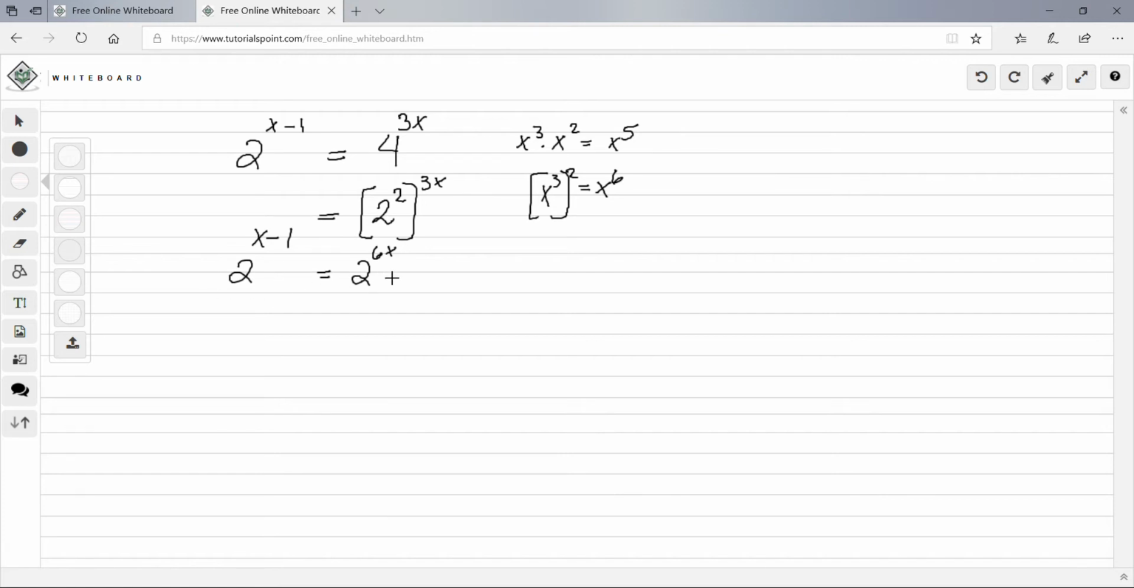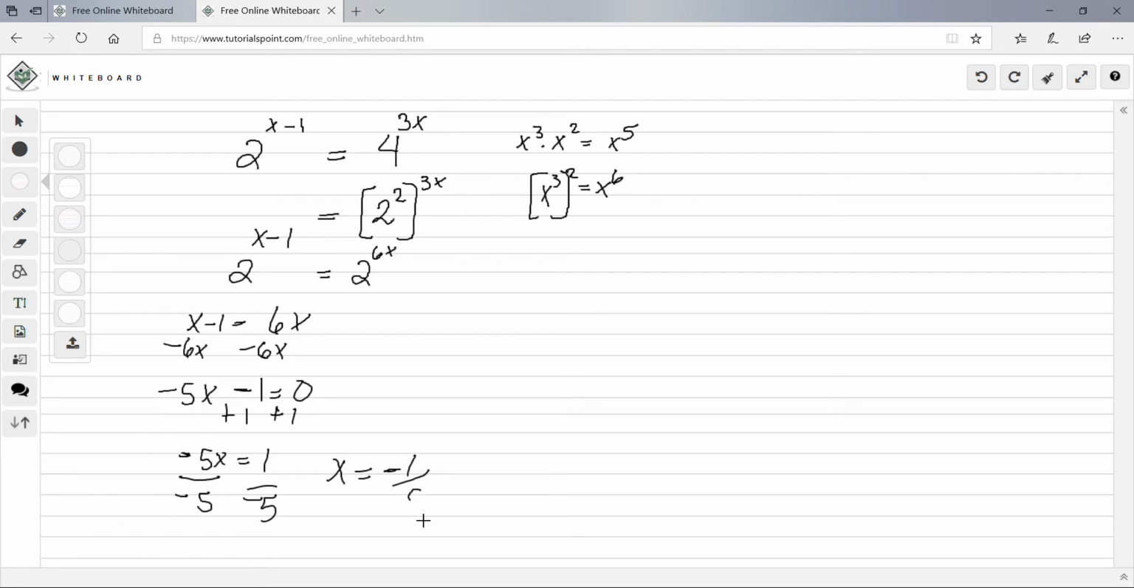So when you have the same base, you can just pretend it doesn't exist and bring down the powers. On the left, it's just going to be x minus 1 equals 6x. And then we've got to solve for x. So I can subtract 6x, negative 5x minus 1 equals 0, and then I can add 1. There are different ways you can do this. So this is negative 5x equals positive 1. Divide everything by negative 5. So I get x is negative 1/5, or in decimal, x equals negative 0.2.